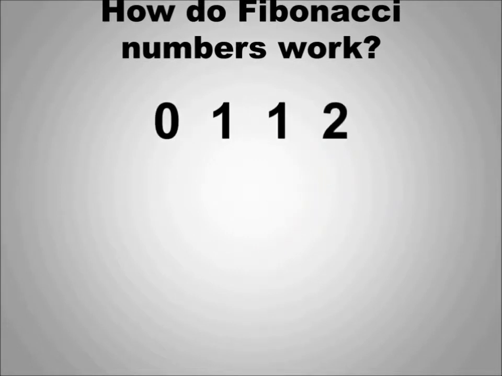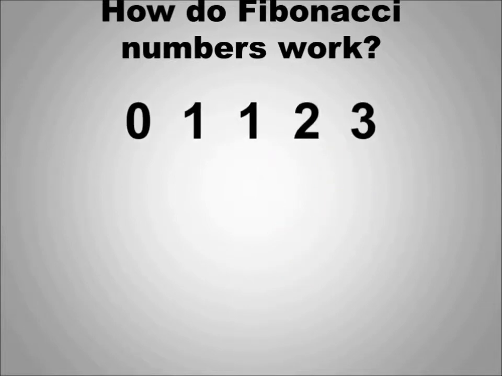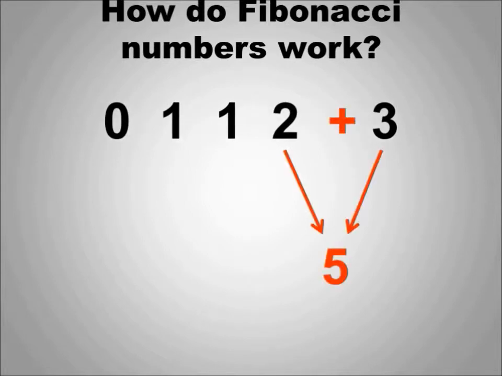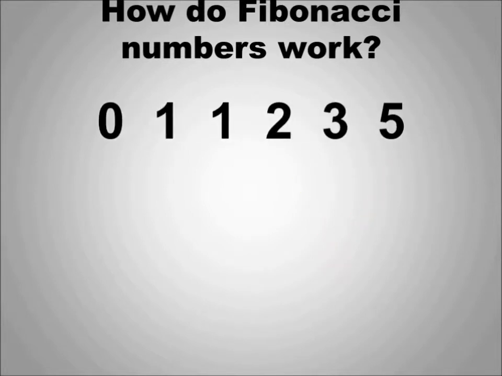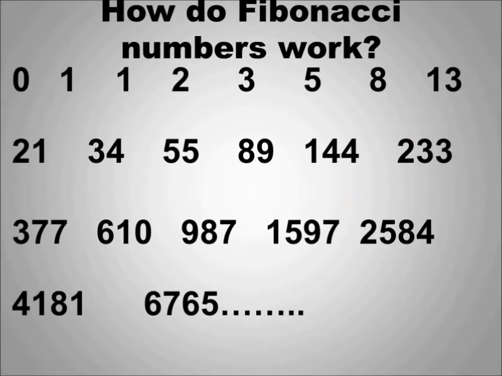So now we have 0, 1, 1, 2. We add the last two numbers, 1 and 2, that gives us 3. We place the 3 at the end after the 2. So before we had 0 and 1, now we have 0, 1, 1, 2, 3. We continue the pattern again. Add the last two numbers, place the sum after the last number. And we can continue that with 8. And if we continue this even further, look at the numbers that we get.